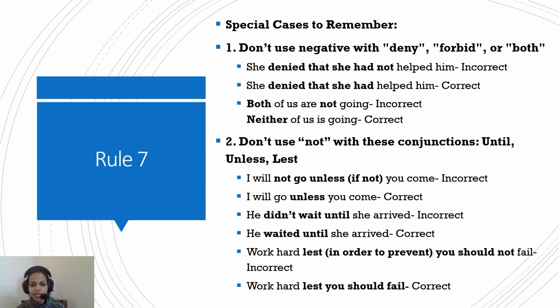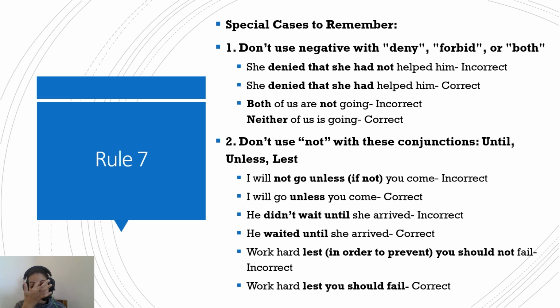Don't use not with these conjunctions: until, unless, and lest. Again, these also have negative implications. So using not with them would again make it a double negative and hence grammatically incorrect. So, I will not go unless you come. Unless already means not. So it's a double negative, hence wrong. The right way would be: I will go unless you come. Similarly, he didn't wait until she arrived. It's incorrect because didn't and until are both negatives. He waited until she arrived.